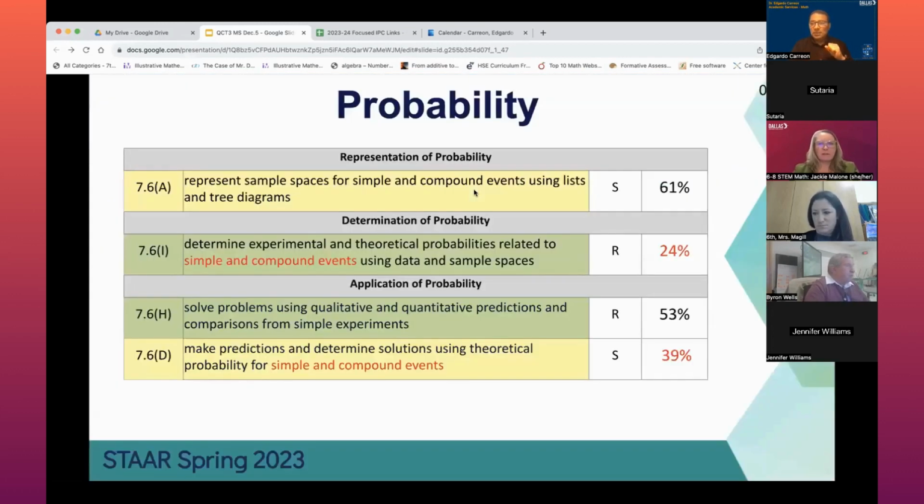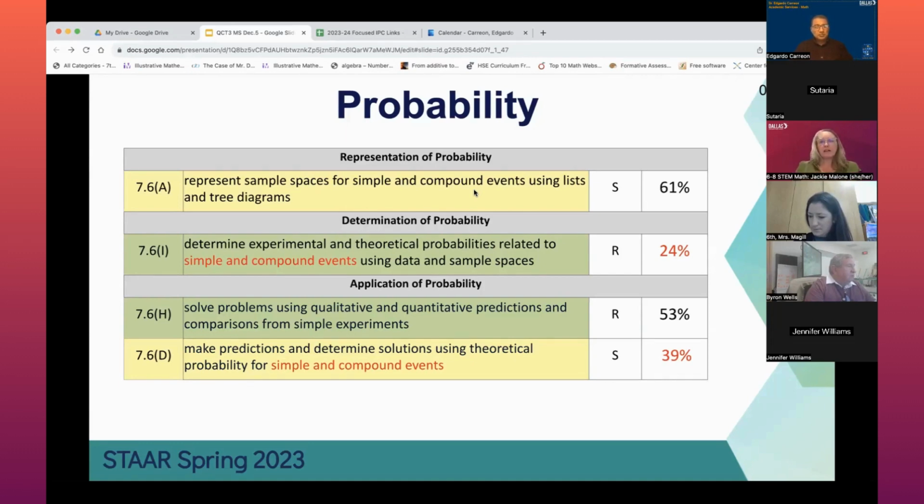Okay, so as we get into probability, keep in mind too that this is the only time students see probability in middle school. They don't see it in 6th grade. They don't see it in 8th grade. They won't see it again until geometry. And so we don't want to leave this out. It is highly connected to proportionality. So that's the good part, that we can tie it into those concepts.